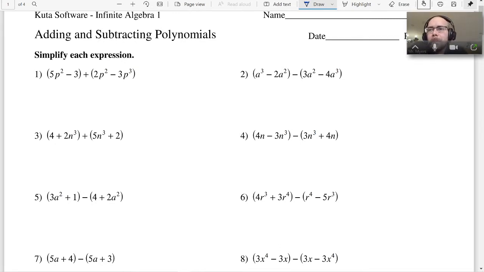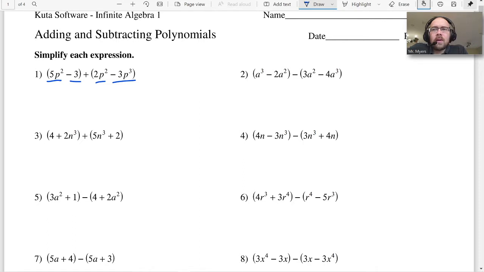So for number one, we have four things, right? It is important to know where the things are, meaning we need to know where one thing starts and one thing stops. So 5 is not a thing. 5p squared is all one thing. And then we have a minus 3, a 2p squared, and a minus 3p cubed. So there are four different things.